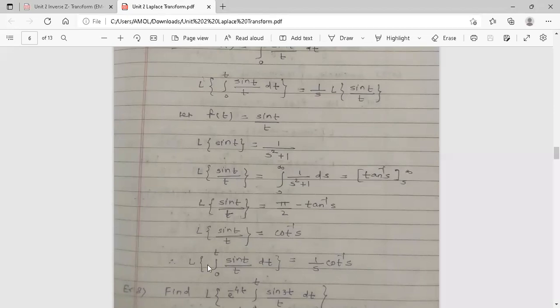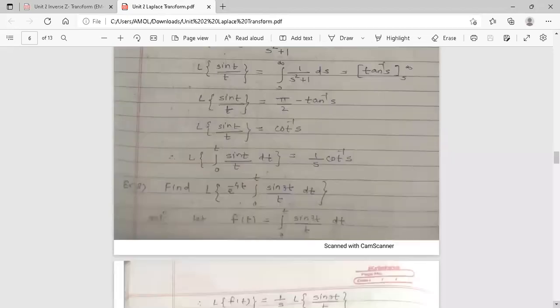Now Laplace transform of integration of 0 to t sin t upon t dt. Now use here the property, the integral property, Laplace transform of integral. What is the integral property? You just divide the Laplace transform of sin t upon t by s. Laplace transform of sin t upon t is cot inverse s. You divide it by s only. That is the Laplace integral property, Laplace transform of integral. So this is your answer here.